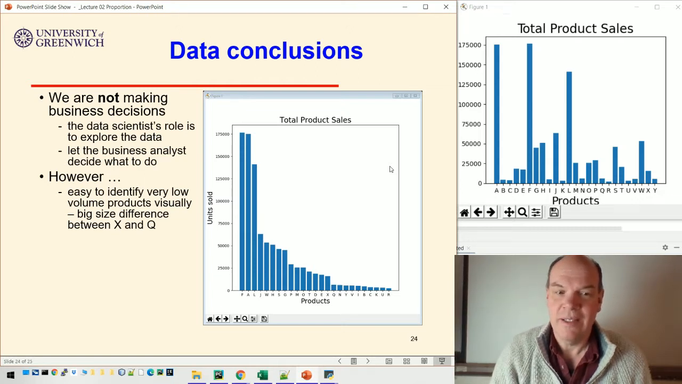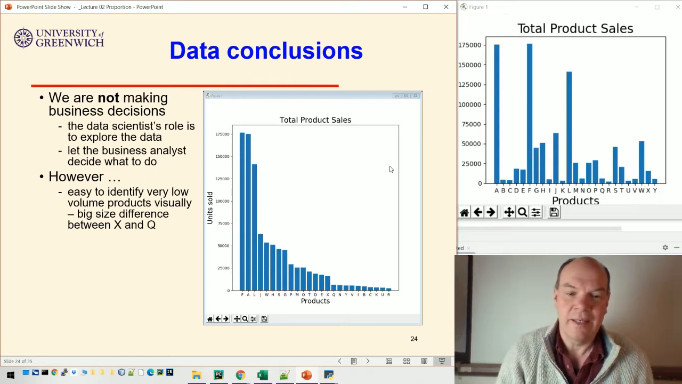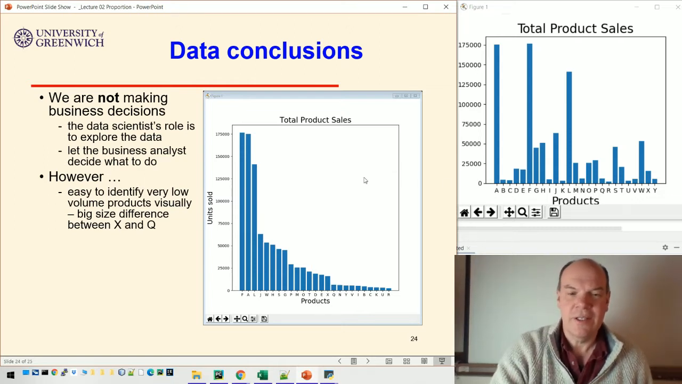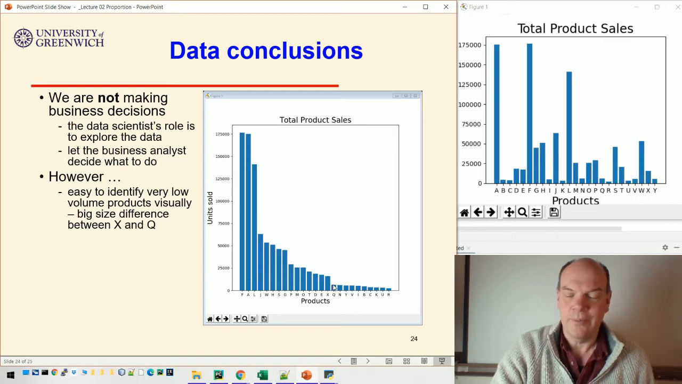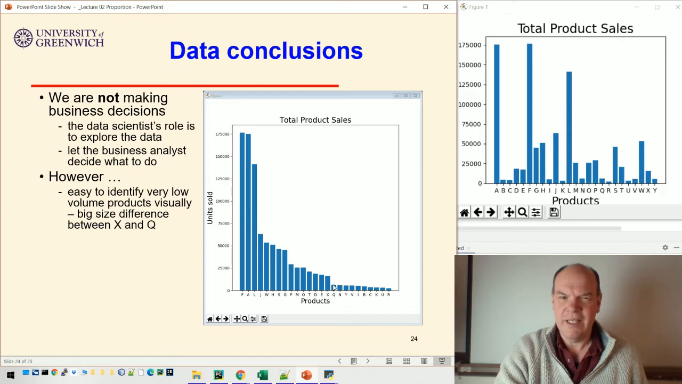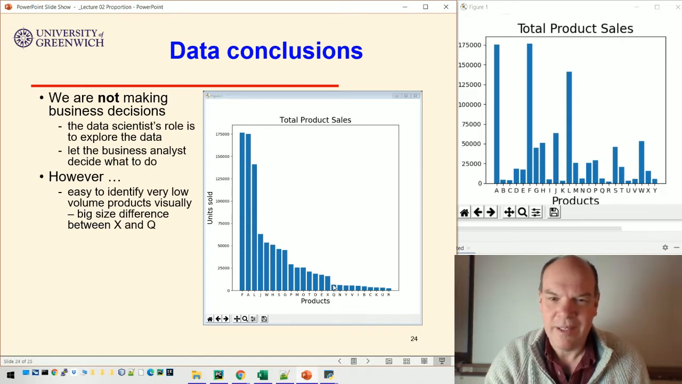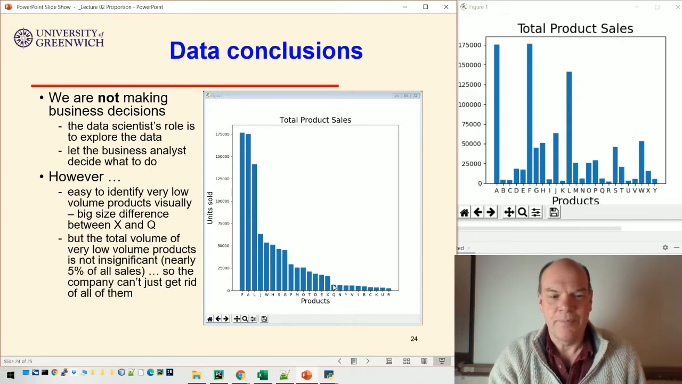You can see there's a big size difference between, say, X and Q. So what you're looking for when you're trying to do this segmentation is big jumps. There's a big jump between L and J. There's another quite big jump between G and P, and there's another quite big jump between X and Q. So it's easy to segment this particular data set. Not always the case, but this particular one, it is easy.